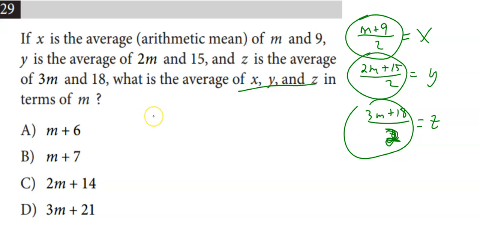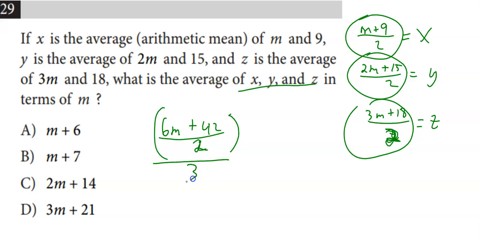So if I add up all the m's in the numerator, that's going to be 6m plus 9 plus 15 is 24, 34, 42, I think, all divided by 2. So I have to add those up, and I'm going to divide all of that by 3. Does that kind of make sense? But divided by 3 is like multiplying by its reciprocal, right? So I'm going to multiply this by 1/3.